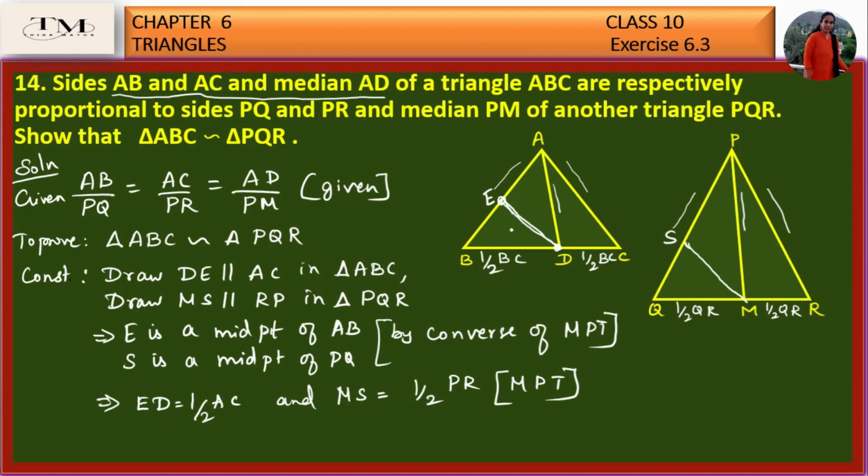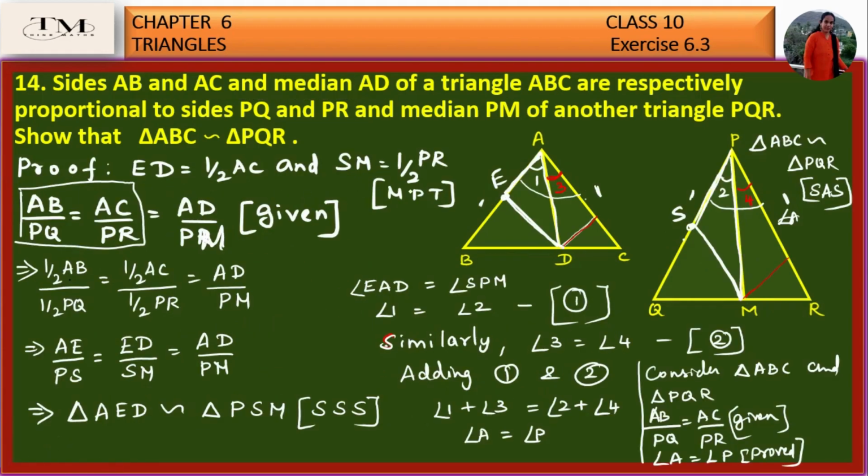Also, the midpoint theorem says that if ED is parallel to AC and E and D are midpoints, then ED will be equal to half of AC. So E is the midpoint and D is the midpoint. If these two are parallel, then ED will be equal to half of AC. In the same way, SM will be equal to half of PR. These are the things we studied in 9th standard which we are using now. Now moving on to the next page, we have all those things.